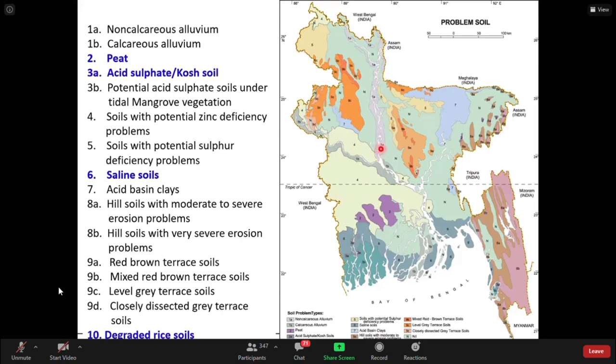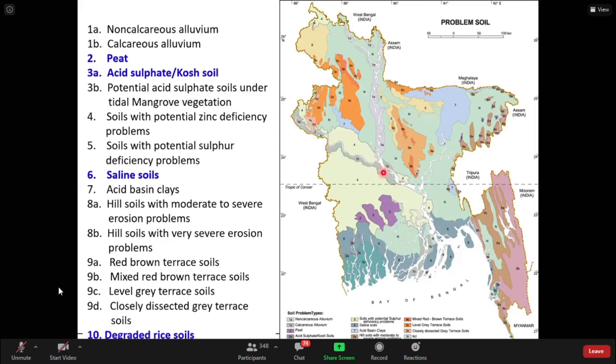The sediments carried by the river are deposited on the river. So this is just deposited on the river, the river Jamuna. So these are non-calcareous alluvium, and calcareous alluvium is deposited on the river bank. So these are the soils, calcareous and non-calcareous alluvium.